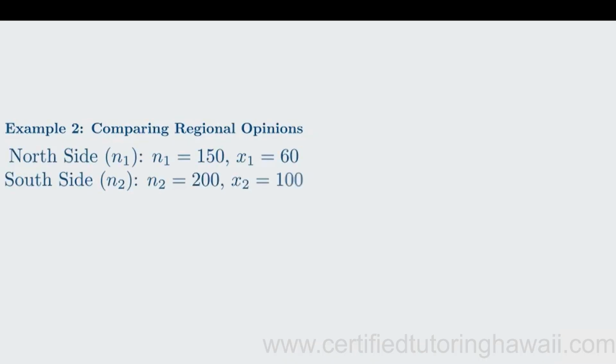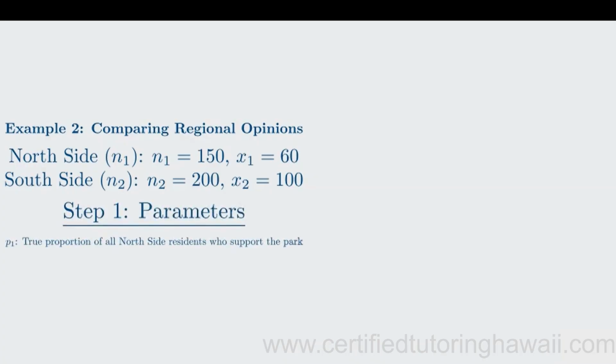Let's look at another example, this time an observational study. Suppose we want to see if the proportion of residents who support a new park is different in the north side of the city compared to the south side. Here is our data. For the north side, we have a sample of 150 with 60 supporters. For the south side, we have 200 residents with 100 supporters.